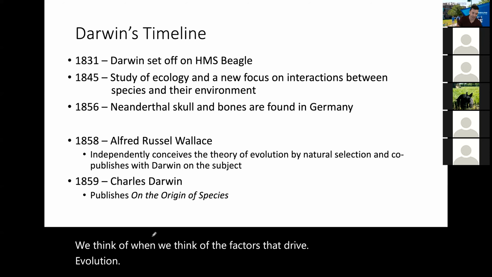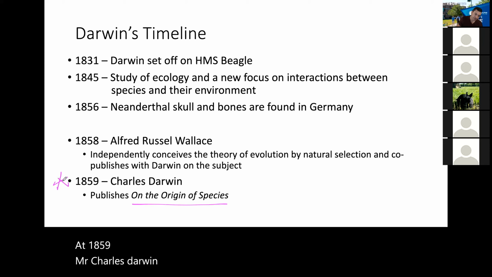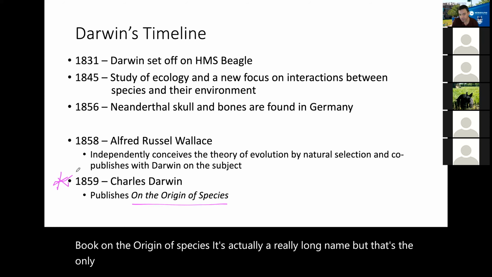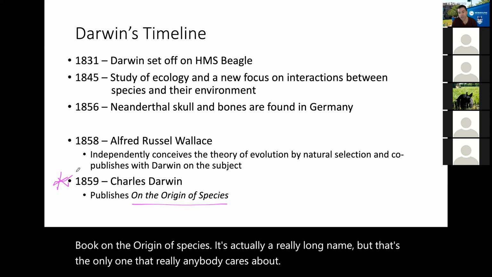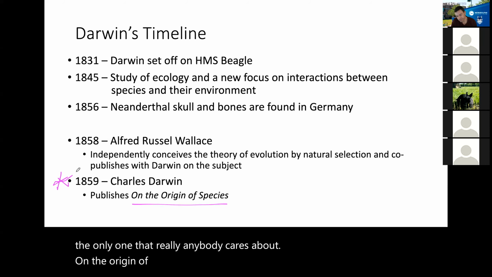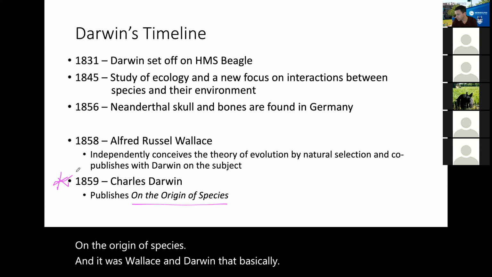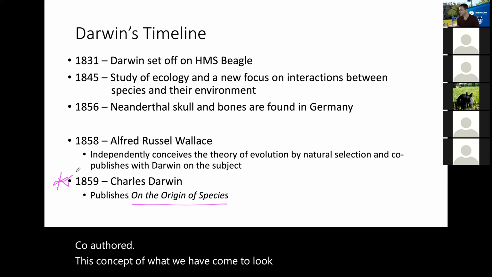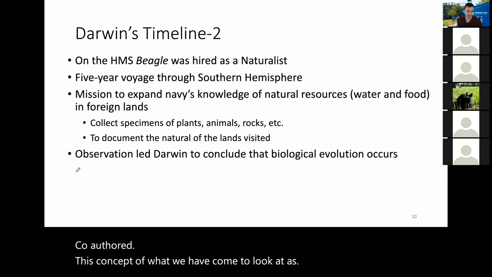In 1859, Mr. Charles Darwin publishes his book On the Origin of Species. It's actually a really long name, but that's the only one that really anybody cares about. On the Origin of Species. And it was Wallace and Darwin that basically co-authored this concept of what we have come to look at as evolution.